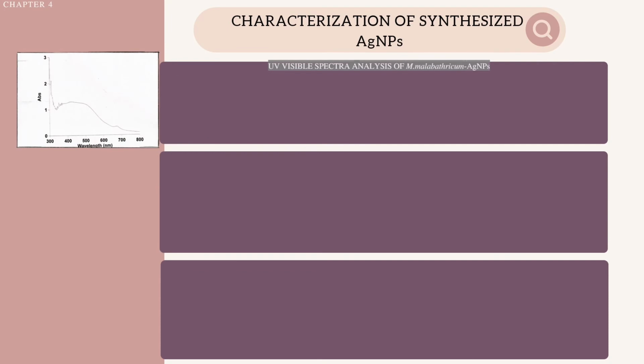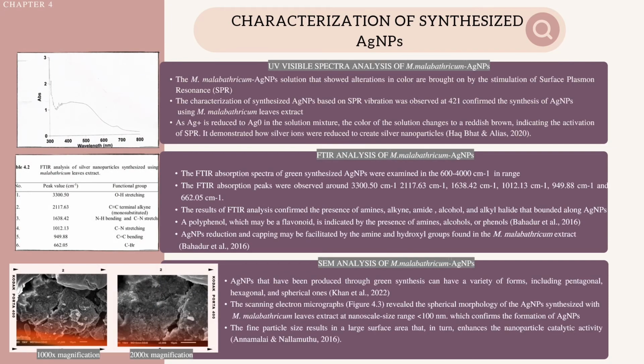For the result of UV visible spectral analysis of Melastoma malabathricum silver nanoparticles, the characterization of synthesized silver nanoparticles based on SPR vibration was observed at 421 nanometers, which confirmed the synthesis of silver nanoparticles using Melastoma malabathricum leaf extract. Next, for FTIR analysis, FTIR absorption peaks were observed around 3300.50, 2117.63, 1638.42, 1012.13, 949.88, and 662.05. The result of FTIR analysis confirmed the presence of amine, alkyne, amide, alcohol, and alkyl halide bound along the silver nanoparticles.